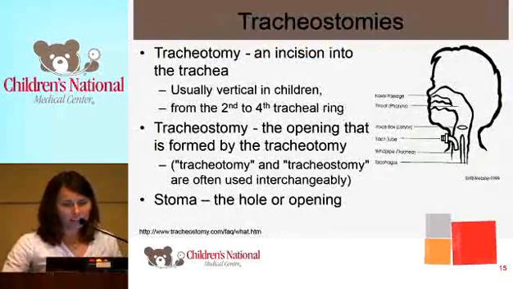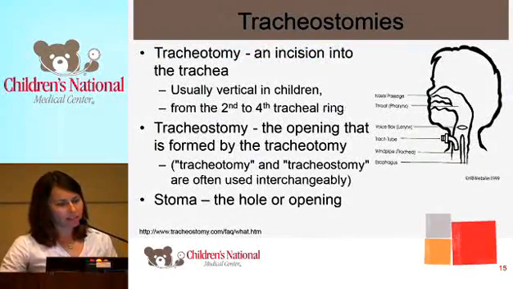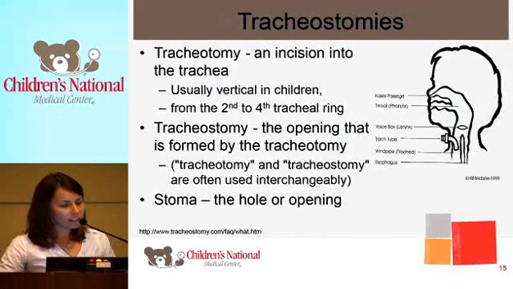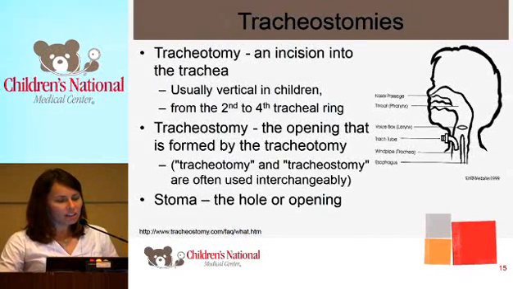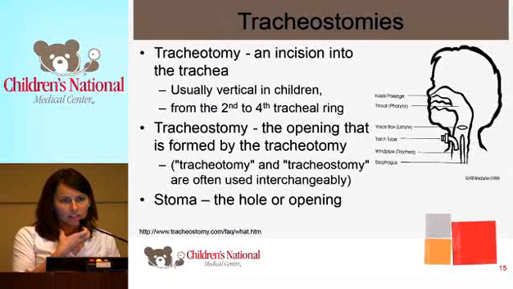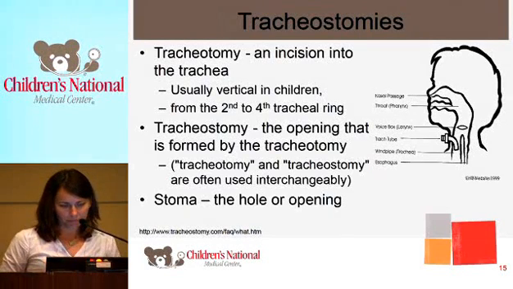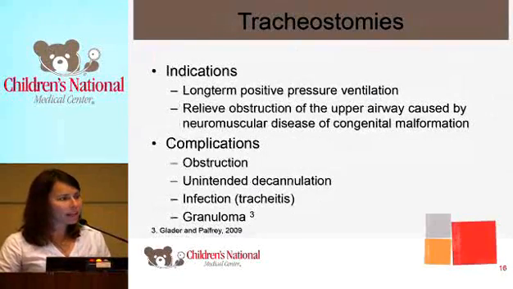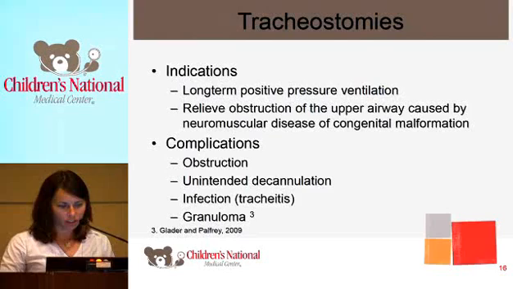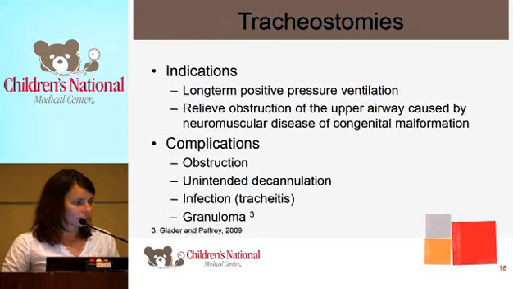So let's move quickly into tracheostomies. So essentially this is just a little bit of terminology. I know we just switched gears kind of fast. But essentially, the tracheotomy is the actual incision, the tracheostomy is the tube in place, and the stoma is the hole that's created there. So why do kids get tracheostomies? If they have to have long-term ventilation, or if there's an obstruction that they're trying to bypass or relieve.